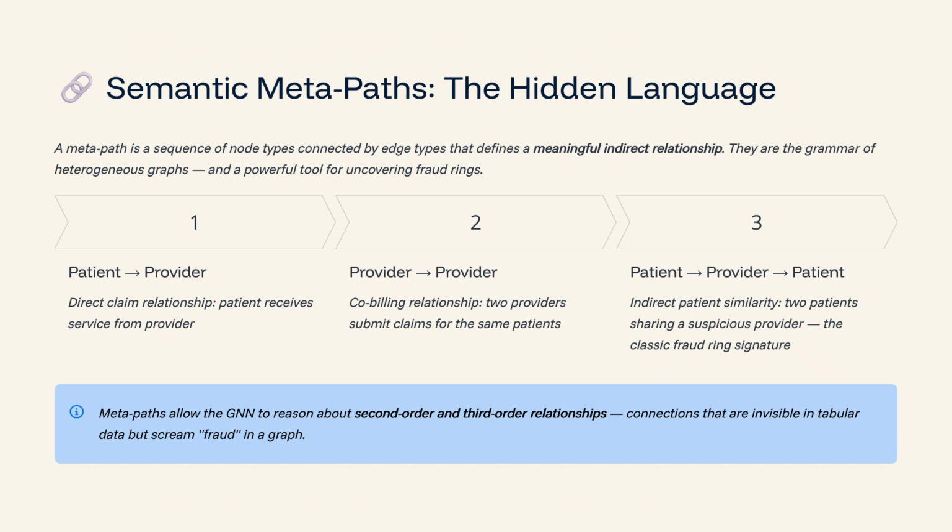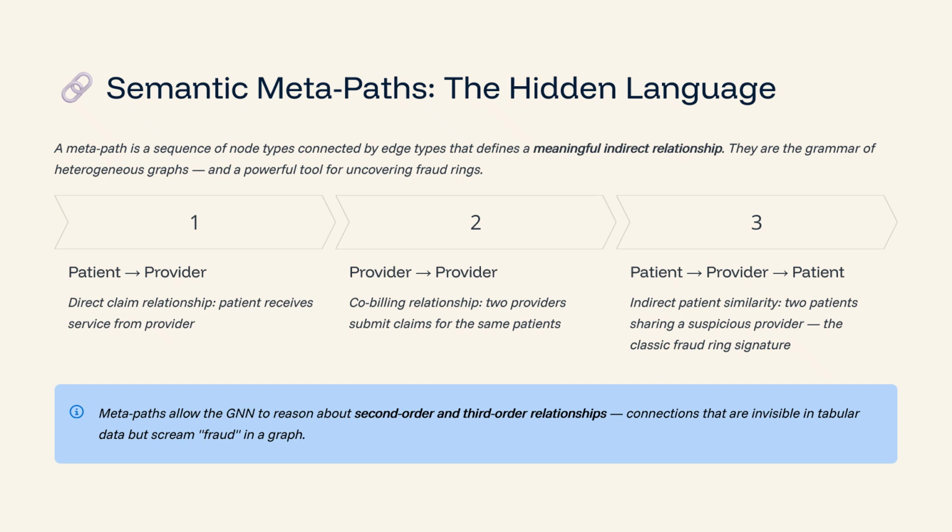This is one of my favorite concepts, I would say, in the entire field, and I think it will click for you immediately. A meta-path is a sequence of node types connected by edge types that defines a meaningful indirect relationship. Think of it as the grammar of heterogeneous graphs, rules that tell us how entities relate to each other beyond direct connections. Let me walk through three that are directly relevant to fraud detection.